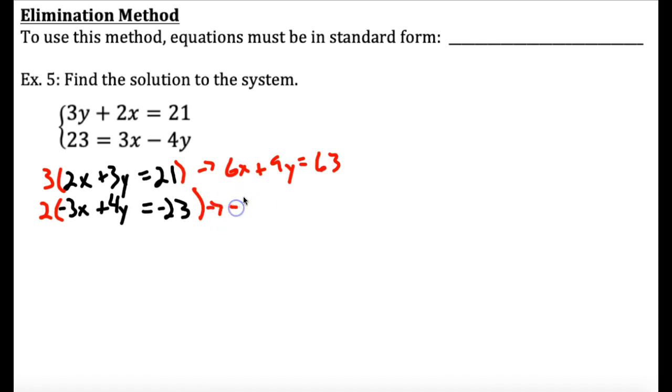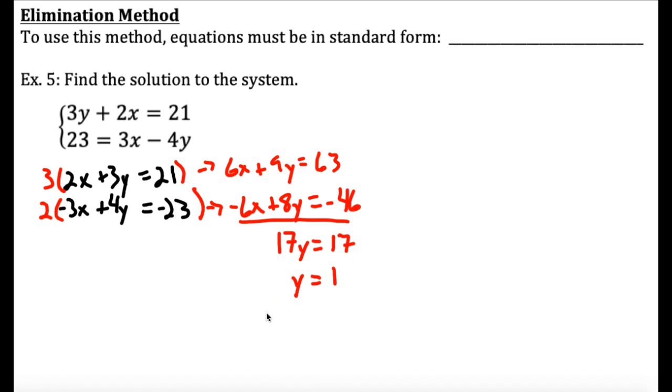Then down here we will have negative 6x plus 8y equals negative 46. So now, if I add these equations together, 6x and negative 6x cancel out. 9y plus 8y is 17y. And then 63 plus negative 46 would be 17. Divide both sides by 17 and we get y equals 1.